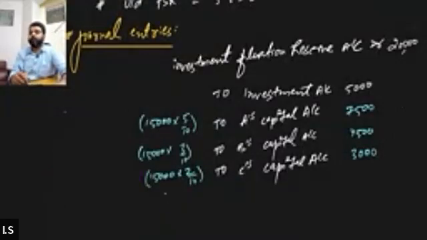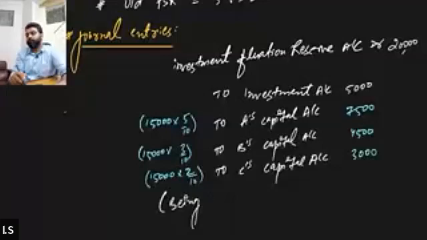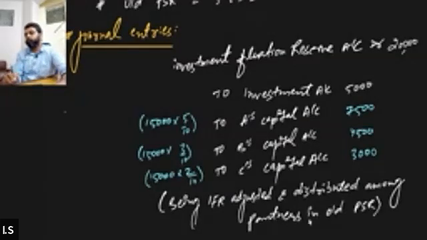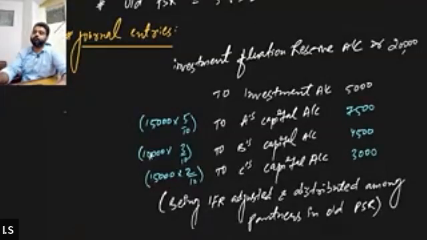And you can also write down the narration being: investment fluctuation reserve adjusted and distributed among partners in old profit sharing ratio. Okay, so this is the general entry for the question number 79.